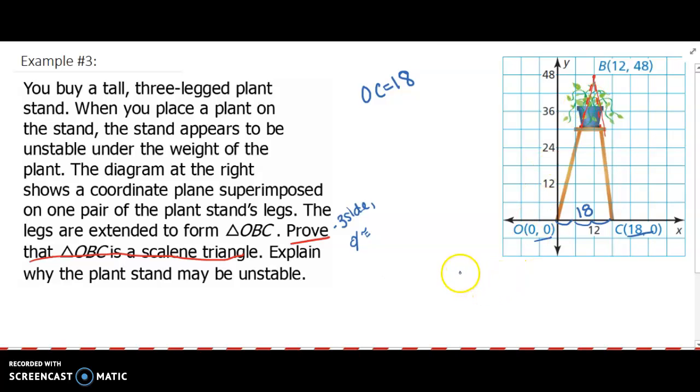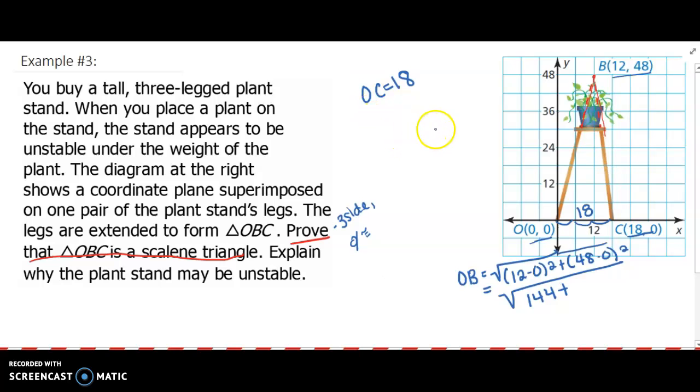Now to find OB, we're just going to use the distance formula. We have 12, 48, and 0, 0, so it'd be 12 minus 0 squared plus 48 minus 0 squared. Alright, so when I get my calculator out, I get this is square root of 144 plus 48 squared is 2304, which is roughly 2448. And we're not going to worry about simplifying that. Okay, so that's OB.